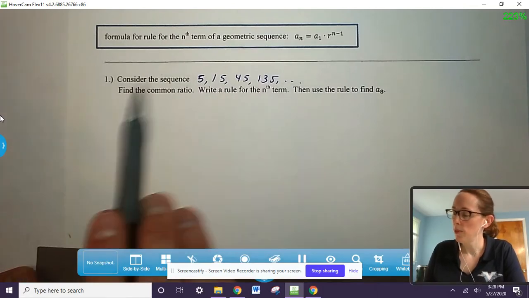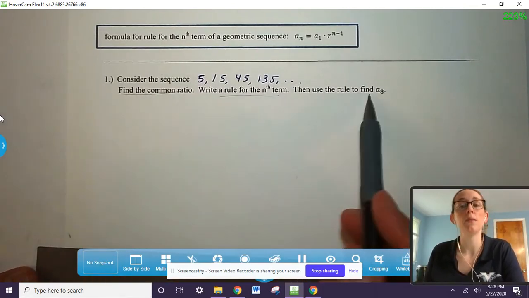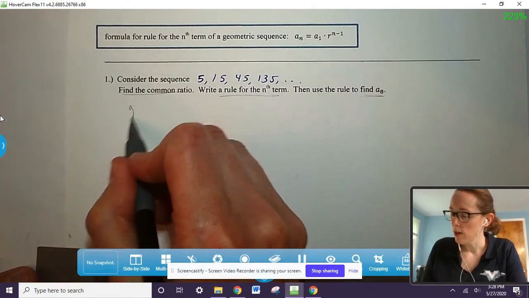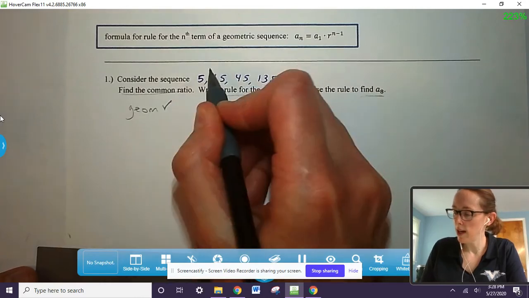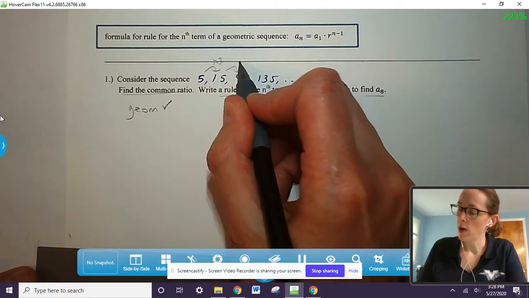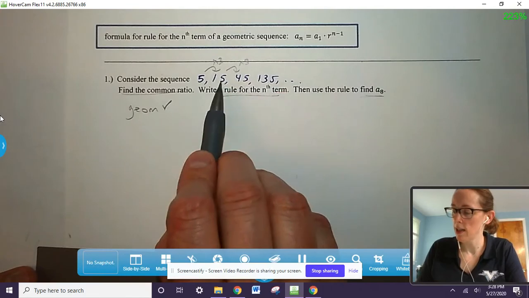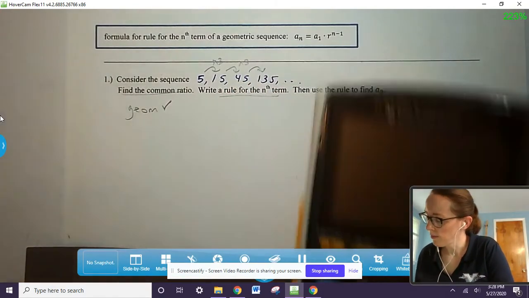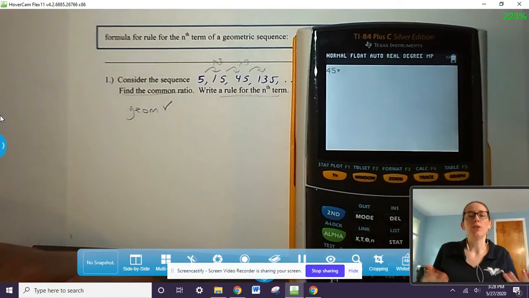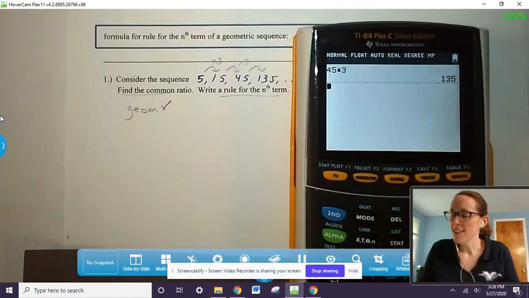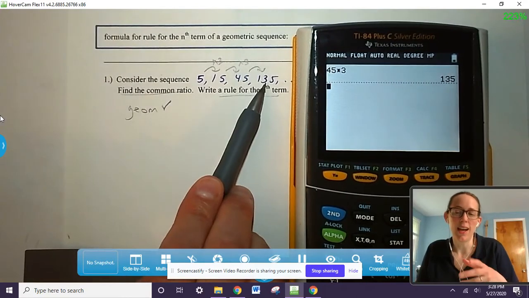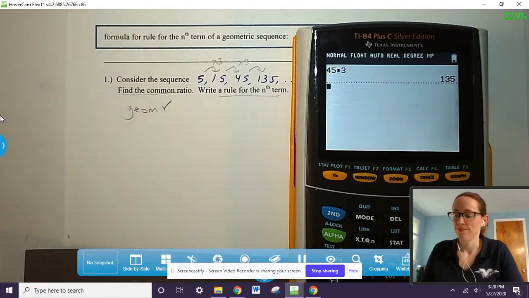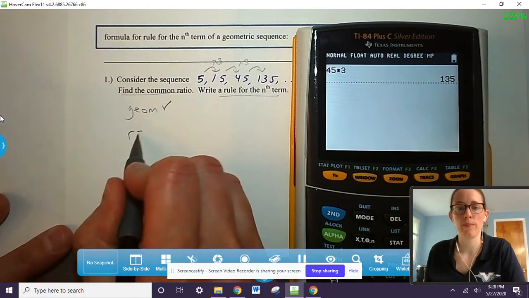We want to find the common ratio, write a rule, and then we're going to find a sub 8 or the 8th term. So this sequence is geometric. I can tell because we're doing times 3 every time. So I recognize that that's times 3. I recognize that that's times 3. I'm not really sure about that one. So let me sneak a calculator. And sure enough, 45 times 3 is 135. So that's not something I might recognize, that last one, because they get kind of big. But by looking at one term to the next, we can figure out the common ratio. So the common ratio is 3.